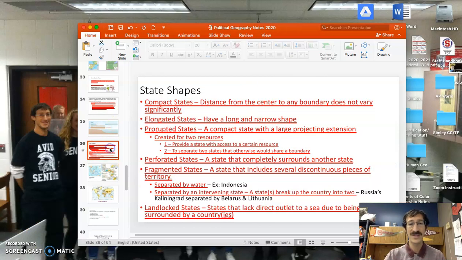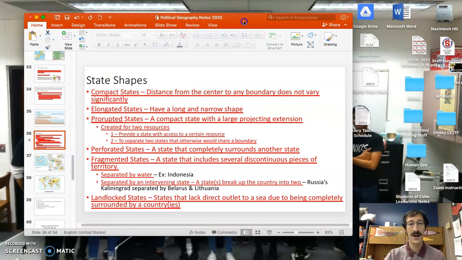So our definitions in these are just kind of straight out of the book. All right, you've got a compact state, where essentially the distance from the center to any boundary doesn't really vary significantly. When we talk about the center of a country, imagine a needle right in the center, and going in any direction, it's pretty similar from one end to the other. So countries like Germany, Poland, France fit that pretty well. Elongated states are states that are long and really, really narrow. So think Chile in South America would fit really well with that.